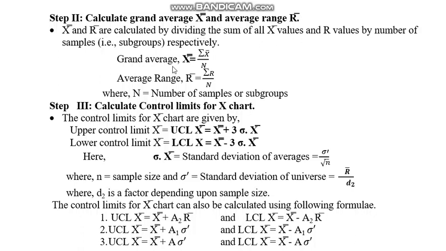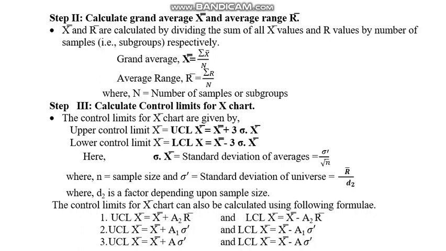Now grand average means, how will you calculate? X double bar will be summation of all X bars upon capital N, and range will be summation of all ranges upon N, where N is the number of samples or subgroups. So you calculate this. This is the second step. Once you have calculated the average of averages, that is X double bar, and the average of range, that is R bar, now the third step is calculate the control limits.